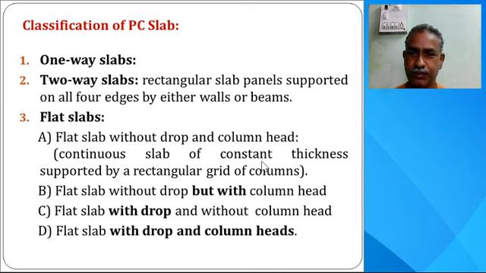It is a continuous slab of constant thickness supported by a rectangular grid of columns. There are a number of columns. Second, flat slab without drop but with column head. We will discuss in the next slide what is meant by drop and head. Third, flat slab with drop but without column head. Drop is there but column head is not there. And last, flat slab with drop and column head, both are there.